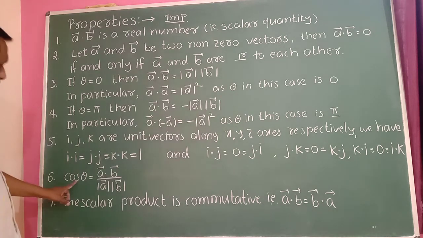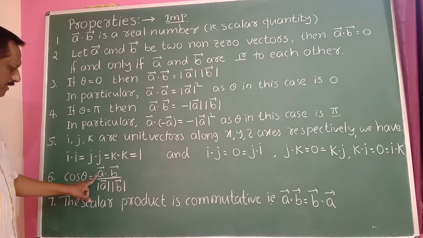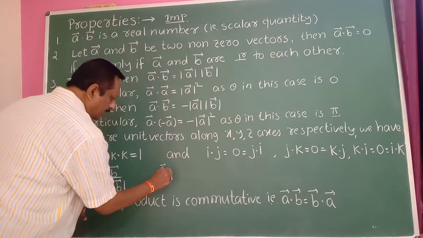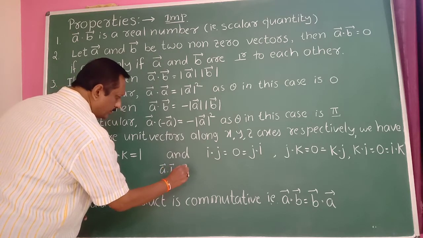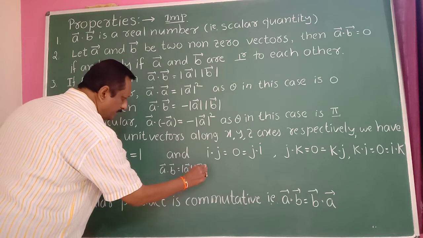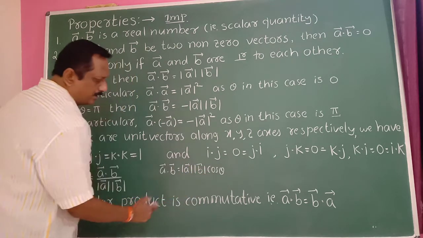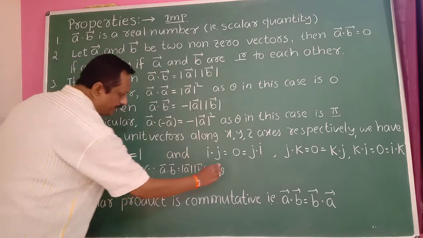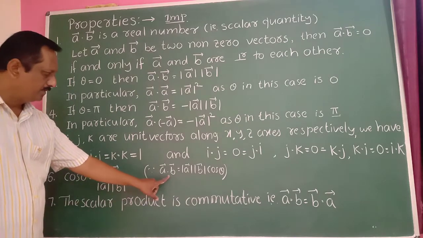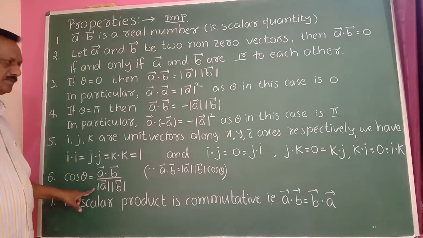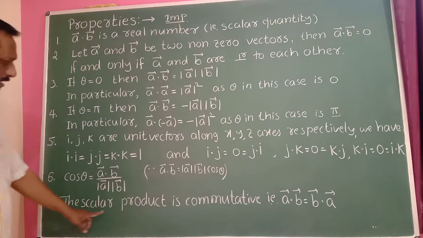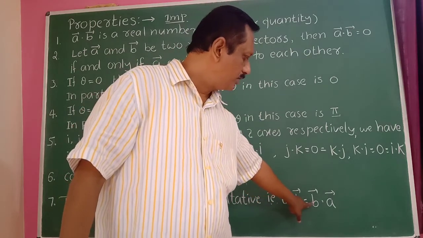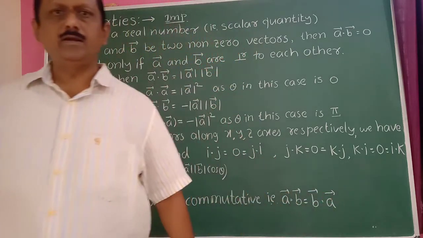Sixth property: cos theta is equal to A bar dot B bar divided by modulus of A bar into modulus of B bar. Because again, by the definition, A bar dot B bar is equal to modulus of A bar into modulus of B bar into cos of theta. So we get cos theta is equal to A bar dot B bar divided by modulus of A bar into modulus of B bar. And the scalar product satisfies the commutative property, meaning A bar dot B bar is equal to B bar dot A bar.